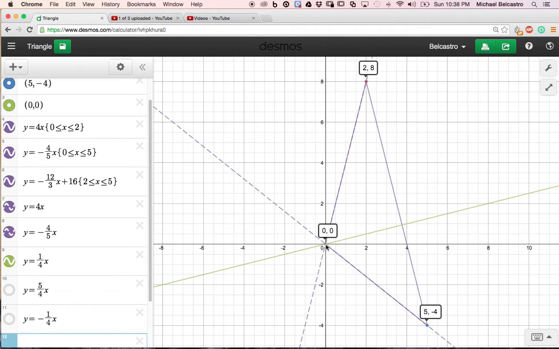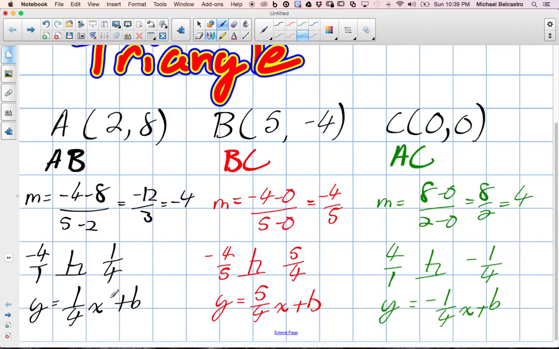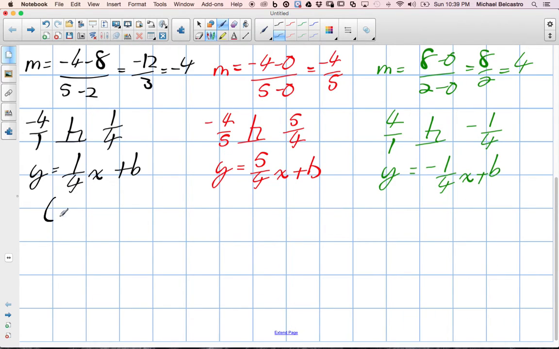Okay, our altitude right there is going through this coordinate. This coordinate here, because this was our AB, goes to our coordinate C. So in order to figure out our y-intercept, we have to plug in our coordinate C. So I'm going to take our C coordinate here and plug it in. So we need coordinate C, which is (0, 0), and we're going to plug that in for the y and the x to help us find b.